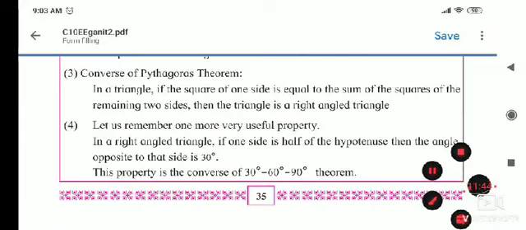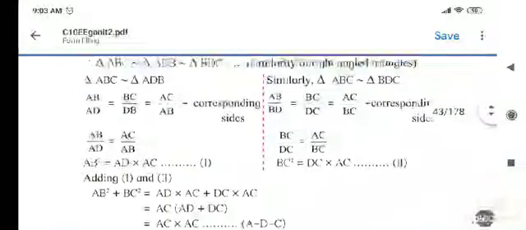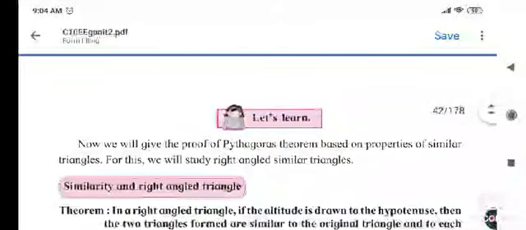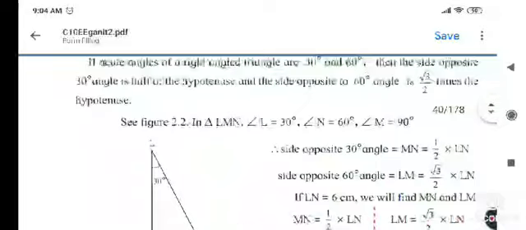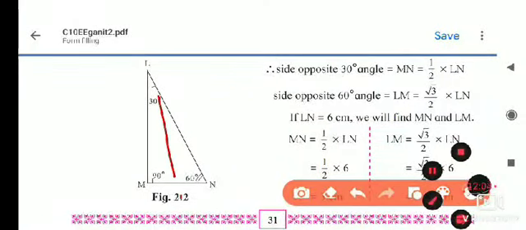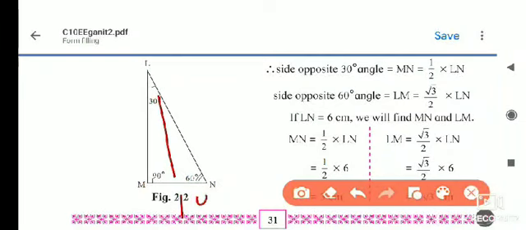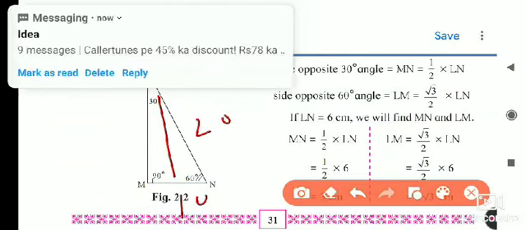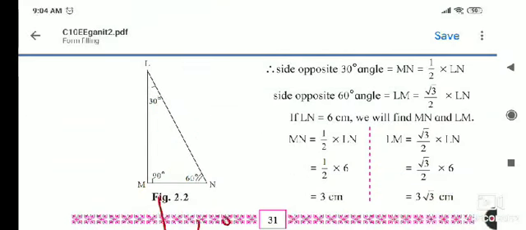Then afterwards we saw the 30-60-90 theorem and the 45-45-90 theorem. In a 30-60-90 triangle, the side opposite to the 30 degree angle is half of the hypotenuse, meaning if the hypotenuse is 20, then this side must be 10, so it is half. And the side opposite to 60 degree is root 3 upon 2 of the hypotenuse.